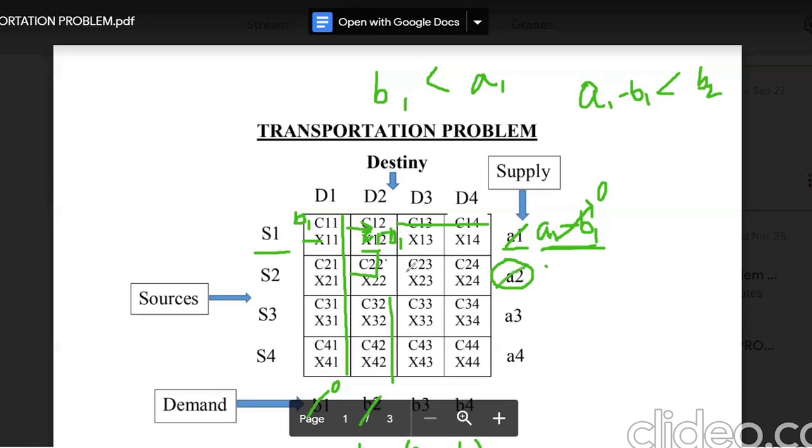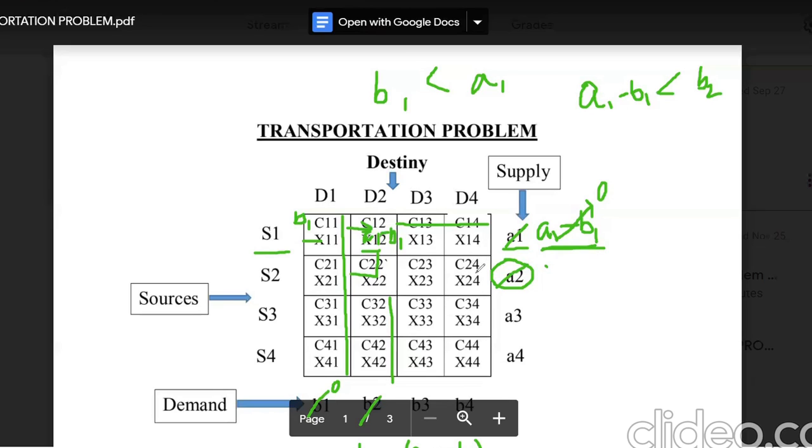Then move to the next cell. Then you check from here: what is the demand? What is the supply? Then you take the minimum of that and allocate that one. If supply becomes 0, cancel out the row.